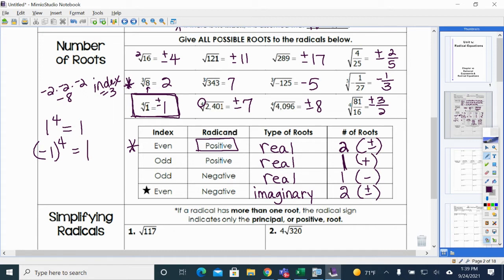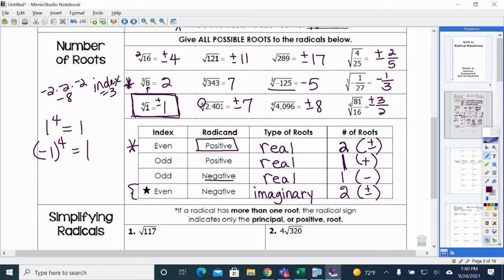If the number underneath is negative, like on the cube root of -125, again, we're only going to be able to have one answer. And if the number underneath is negative, the answer is negative. What if, on this last row, the index is even, but the number underneath is negative? That's when your imaginary numbers are going to come into play. And again, it's still a positive and a negative, but you're going to have an i. All right, so let's keep going here.